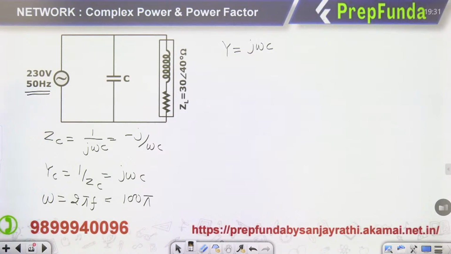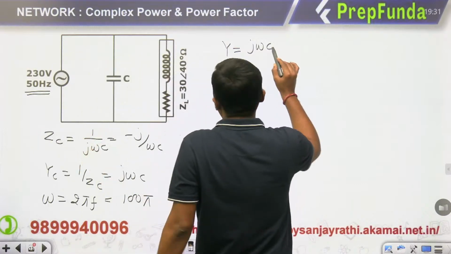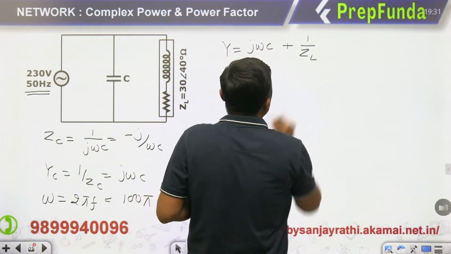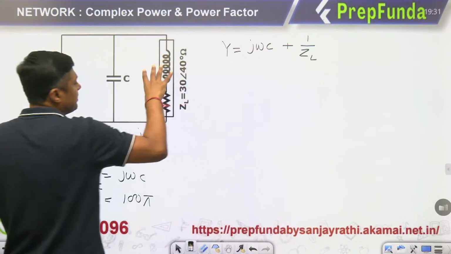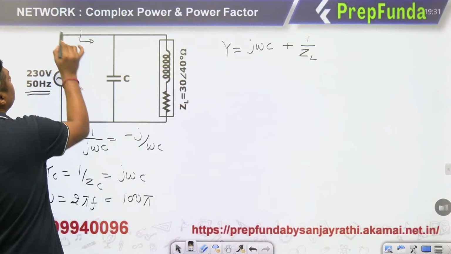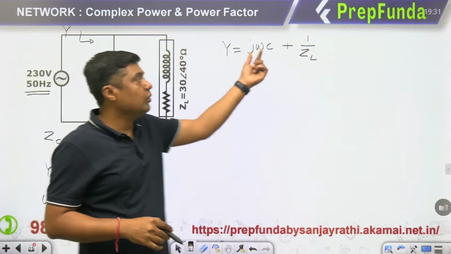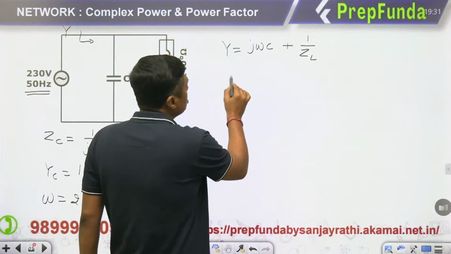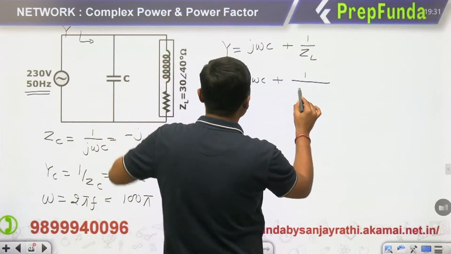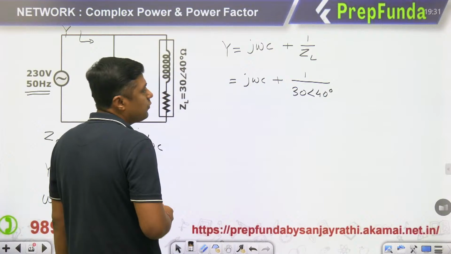Then j omega C plus, what is the admittance because of this? 1 by ZL. These two are connected in parallel, so the overall admittance Y will be this plus that. We have to find the value of C. So Y equals j omega C plus 1 by 30 angle of 40 degrees.